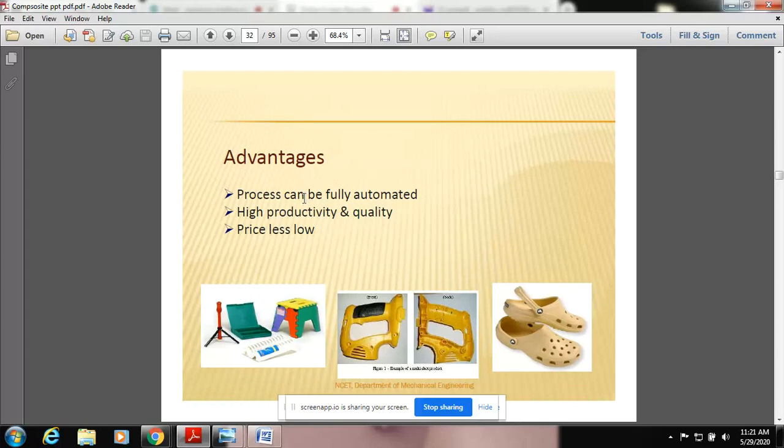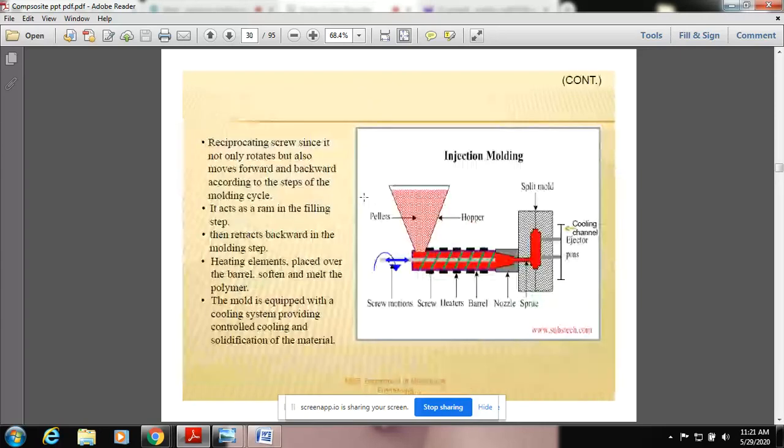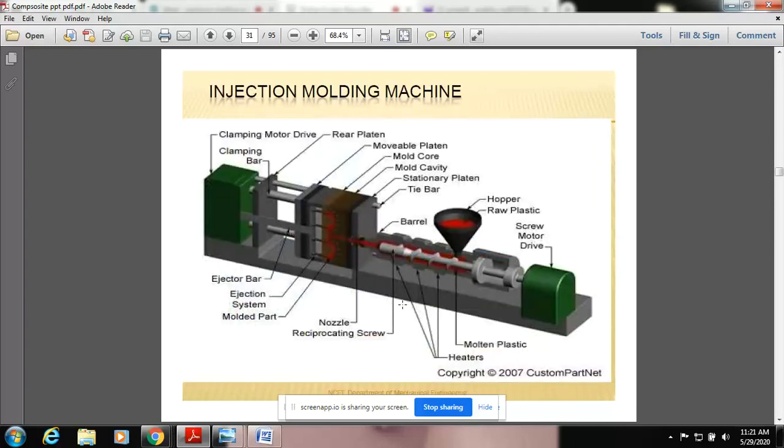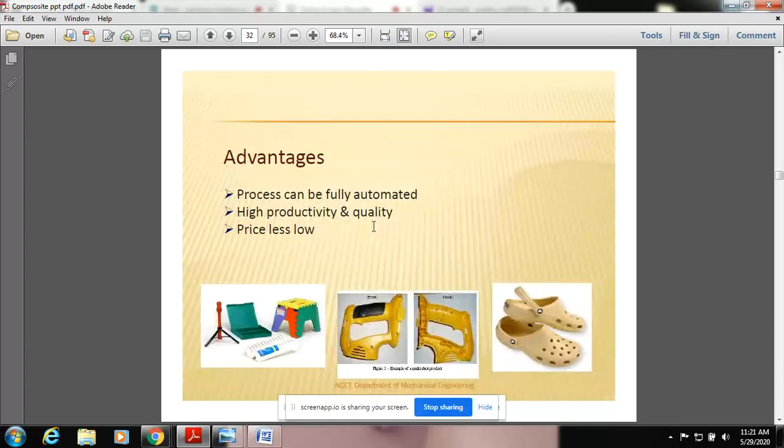The process is completely automated. Now see the figure. We are not using any manual work here. We just fill the fiber and resin in a container or a hopper. That's all. Everything is completely automated. If there is no manual work, it means fewer defects and fewer errors. It means more accurate.